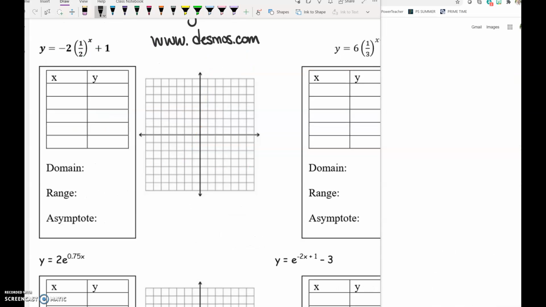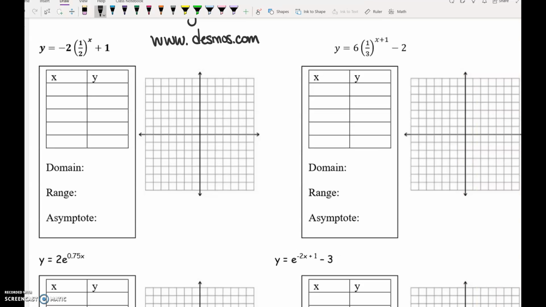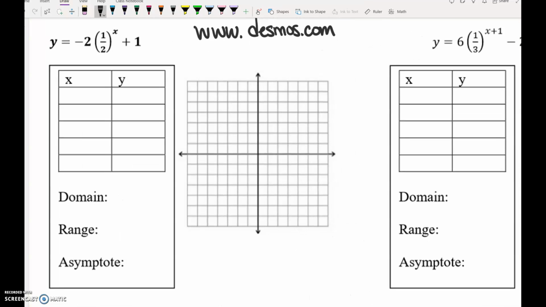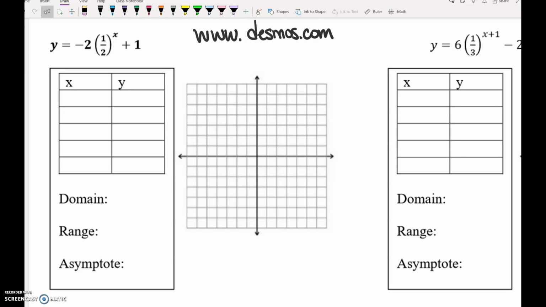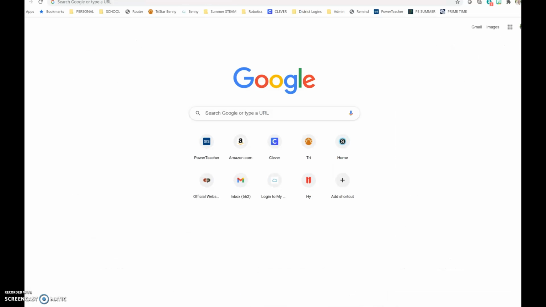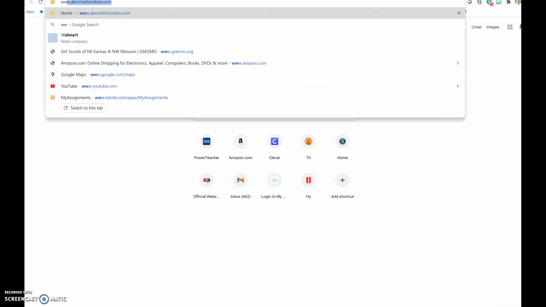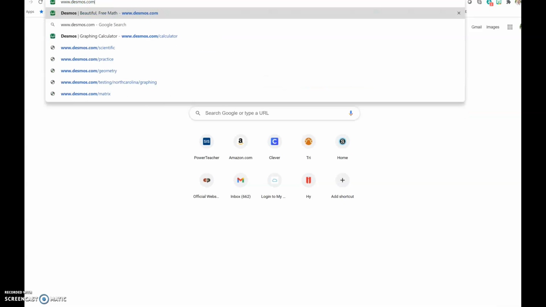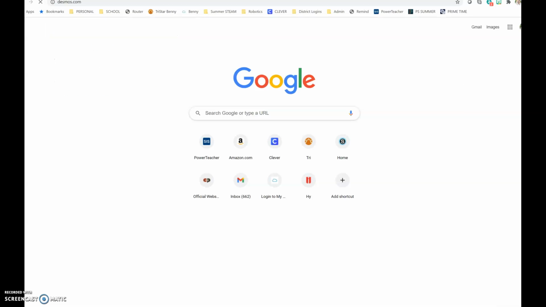For the next one, we're going to go to Desmos.com and we're going to graph this using Desmos. On your test, it does track your focus, but if you go to another tab, it tells me what tab you go to. So I'll know that you went to Desmos, and that's totally fine. This is an acceptable aversion from your test.